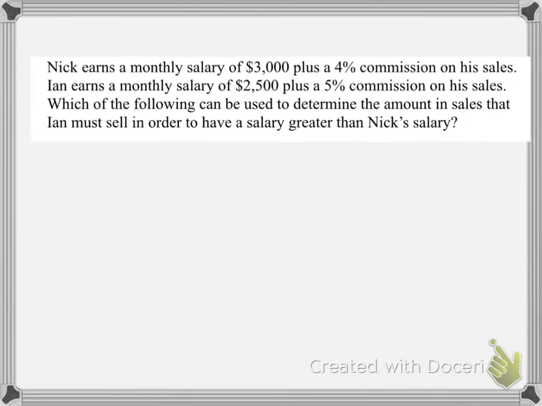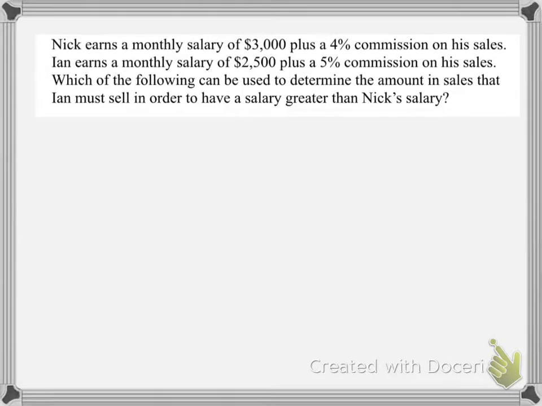Okay. And in our last example, we are going to do another word problem. It says Nick earns a monthly salary of $3,000 plus 4% commission on his sales. And Ian earns a monthly salary of $2,500 plus 5% commission on his sales. Which of the following can be used to determine the amount in sales that Ian must sell in order to have a salary greater than Nick's salary? So we're comparing Nick and Ian. Right, so let's do Nick, he has a salary of $3,000 plus a 4% commission.